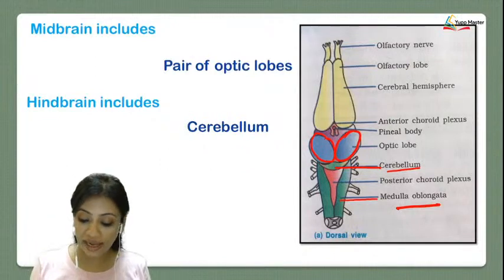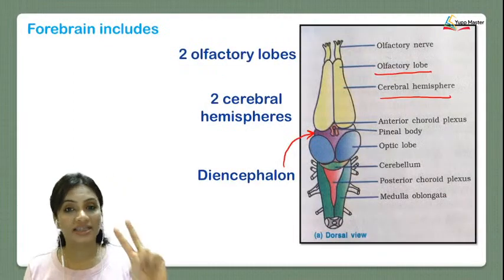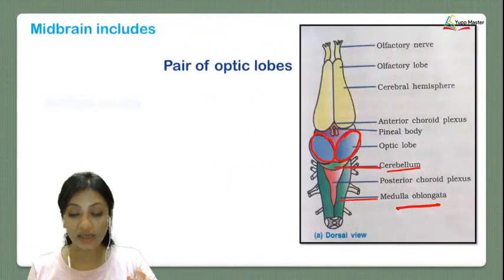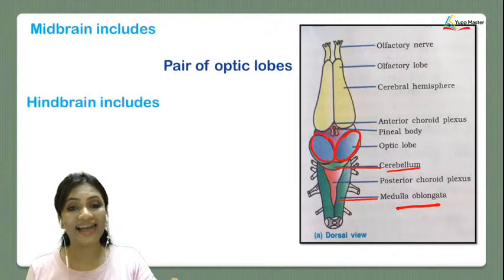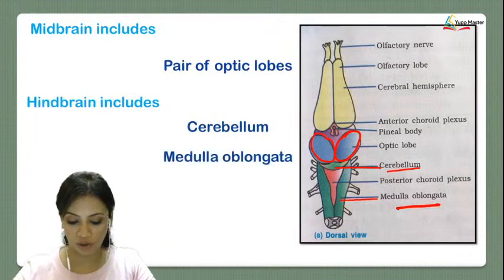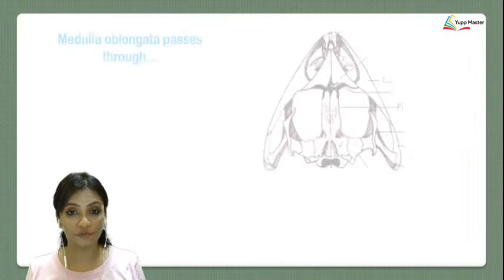What did the forebrain have? The forebrain had 3 parts: olfactory lobes, cerebral hemispheres and diencephalon. The midbrain has a pair of optic lobes and the hindbrain has the cerebellum and the medulla oblongata. Okay, so those were the different parts of the brain of the frog.